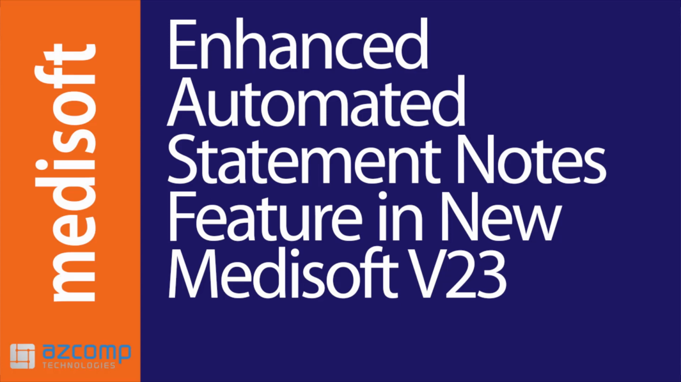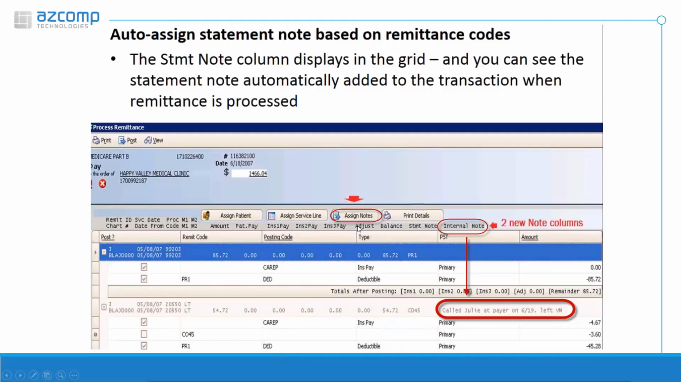The other feature we're going to go over in just a moment is the auto-assigned statement note based off of the remit code. While you're actually working on the remit before you post it, you can assign statement notes. It will show up on the statement, and you can create your own statement note. You can add a custom statement note right on the fly. This is where you'll find the new button on your remit, this assign statement note button.